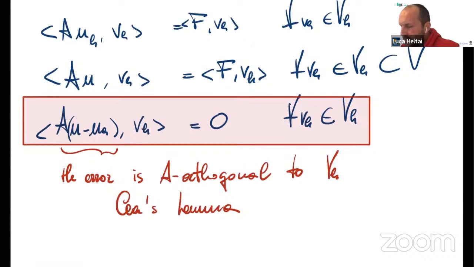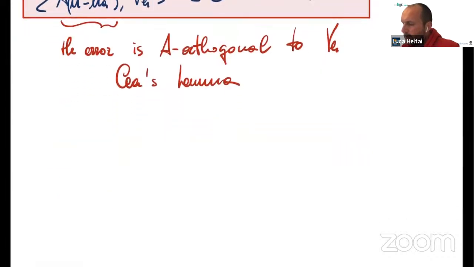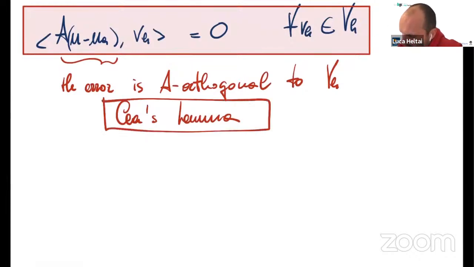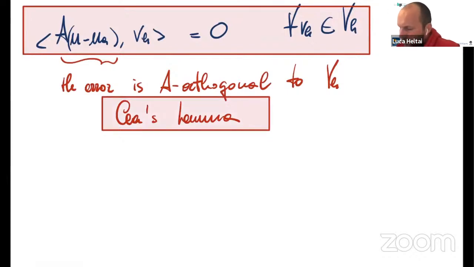And as a very important, well, not all of this is, so this is part of Céa's lemma. So Céa's lemma is the application of this with the conditions of the Lax-Milgram lemma. So if you now proceed with the Lax-Milgram lemma, similarly to what we did at the beginning to find out what the stability properties were, let's try to analyze what happens here with respect to the error.